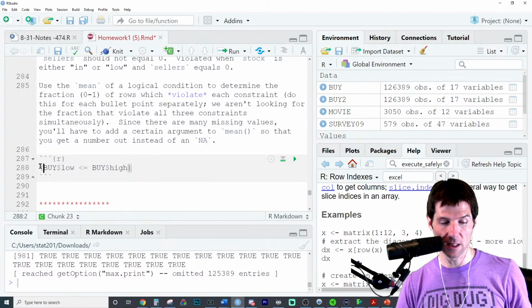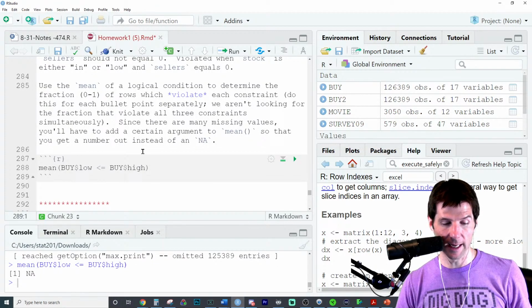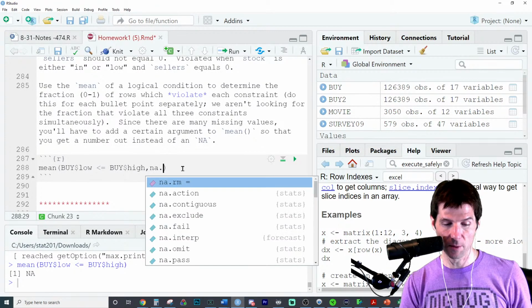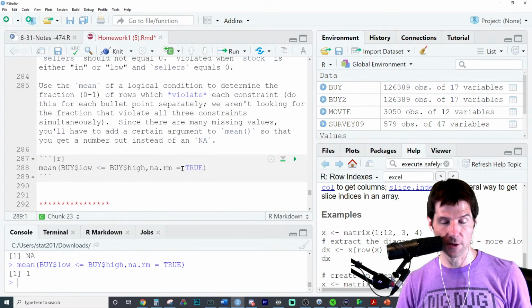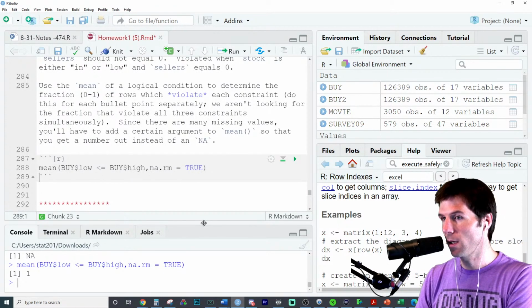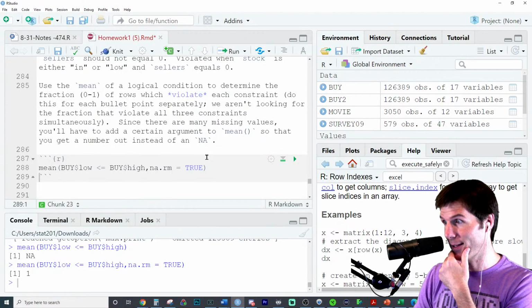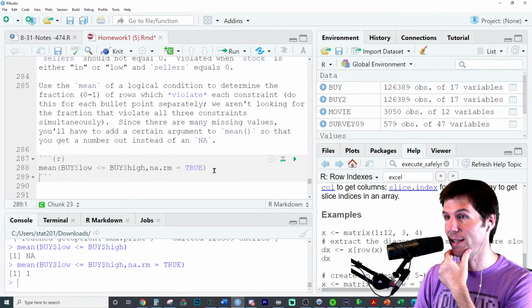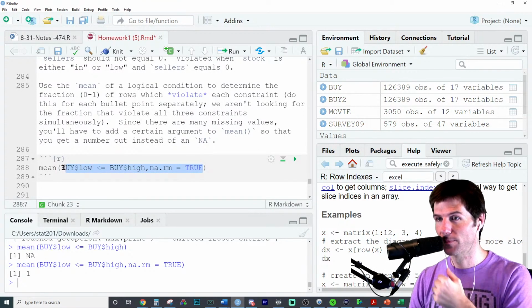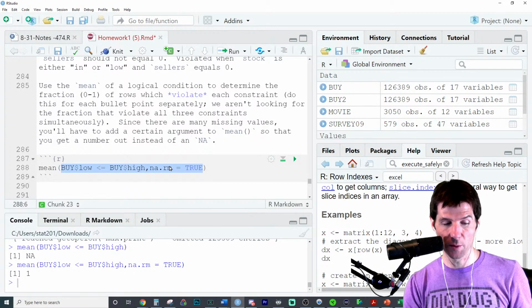But here's the thing, there's missing values. So if we run this, we will get NA. So we have to add in here na.rm equals TRUE. And wait, what? Oh, wait. These are the ones that are equal to. So if we want the ones that violate the condition, because we're trying to find the ones that violate the conditions. Here's what's really cool. This means everything conforms to the condition.